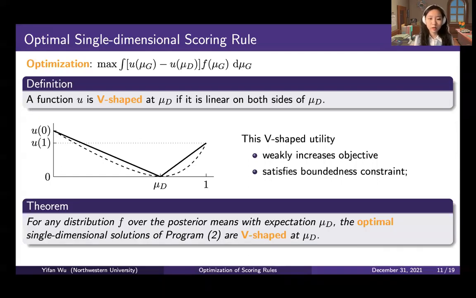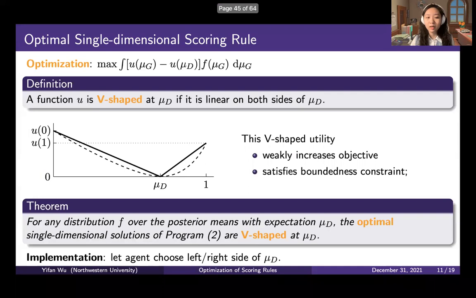So our theorem says for any distribution F over posterior means, the optimal scoring rule has a utility function that is V-shaped at mu d. It means to implement this optimal scoring rule, the principal simply offers a binary choice to the agent, letting the agent choose if she is on the left or right side of the prior belief mu d. And to implement this scoring rule, the principal only needs the knowledge of the prior mean mu d.